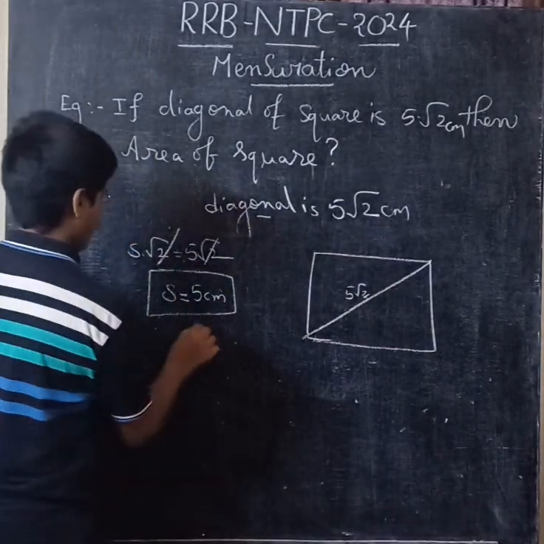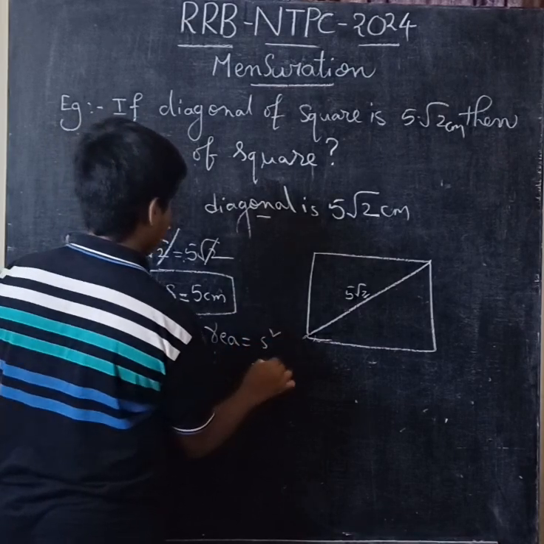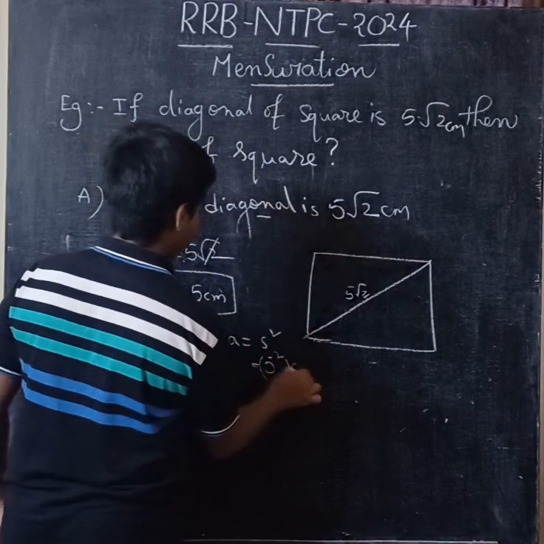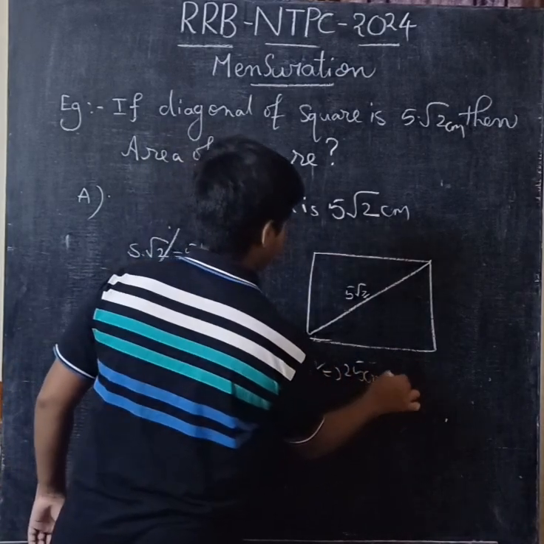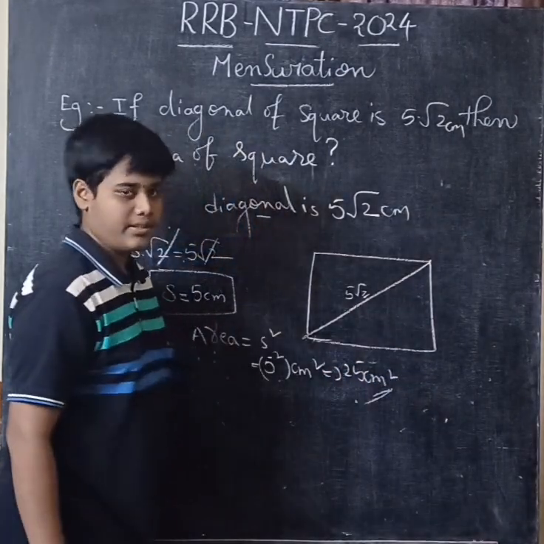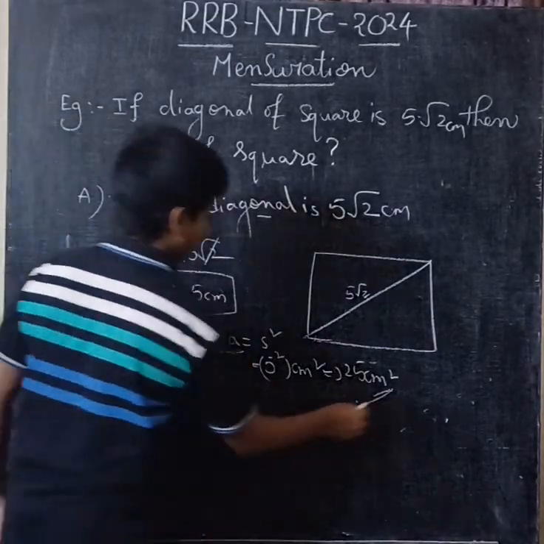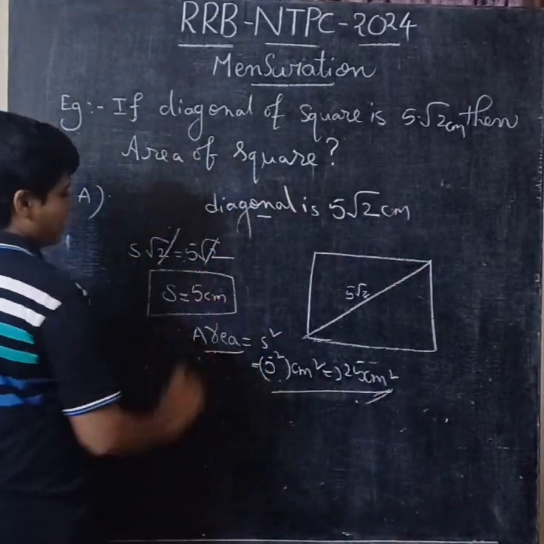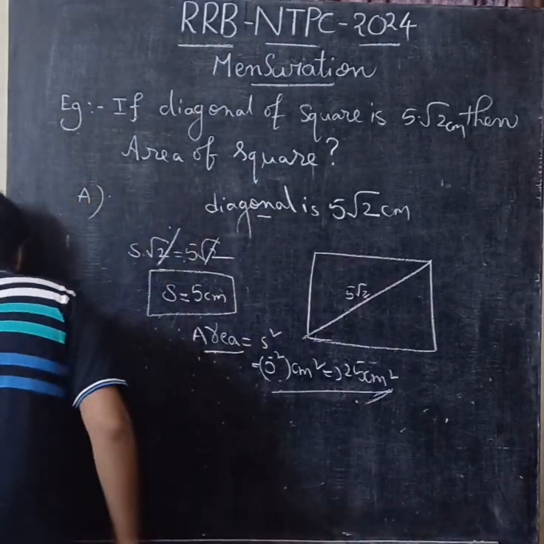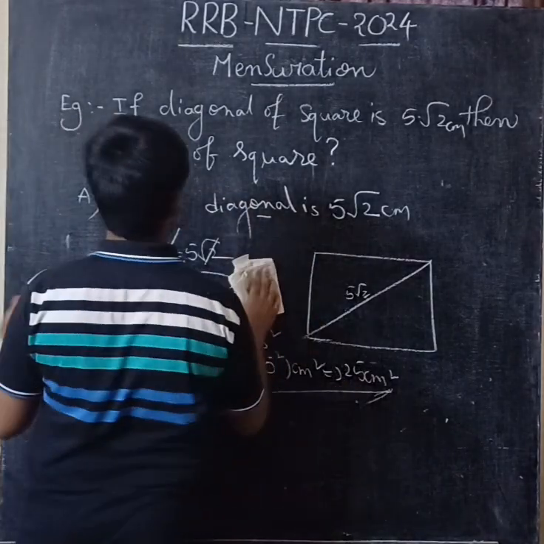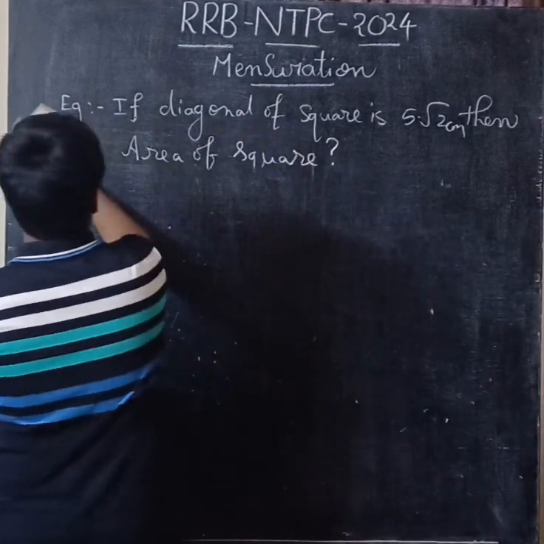So apply the area formula. Area equals S square, which means 5 square centimeter square, which is nothing but 25 centimeter square. So this is the area formula. We have to find the area like this when they give the diagonal, in another process. So this is the first example.